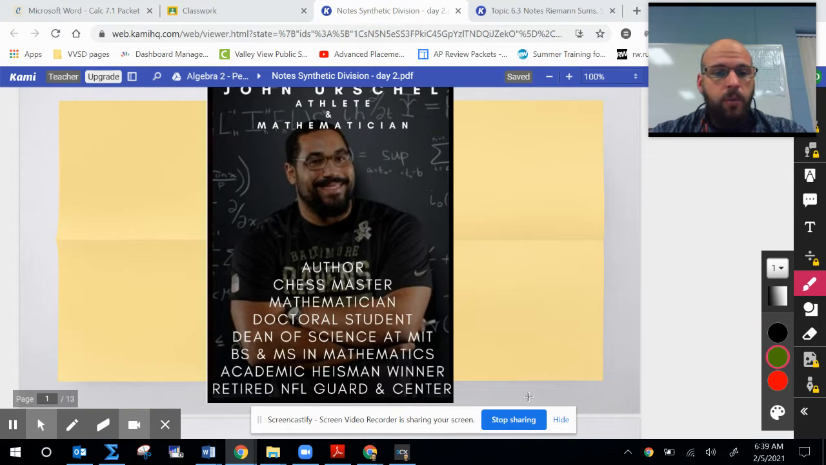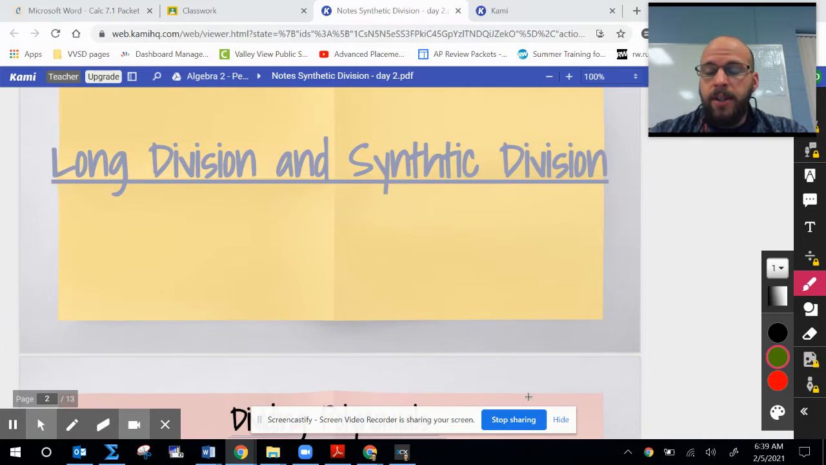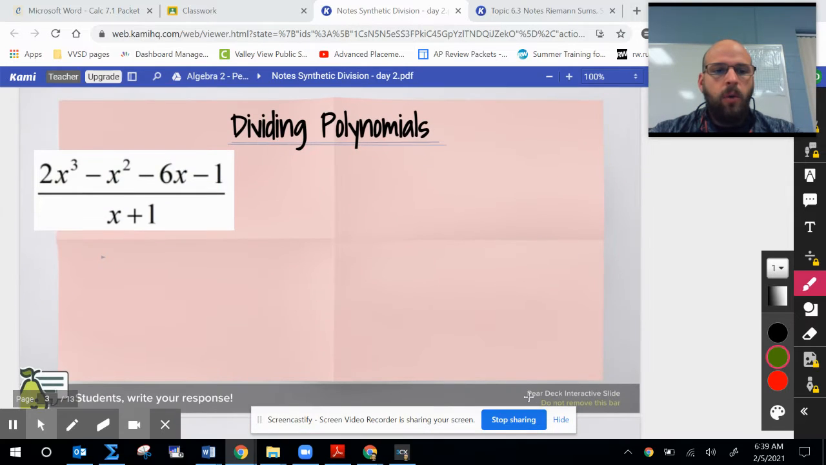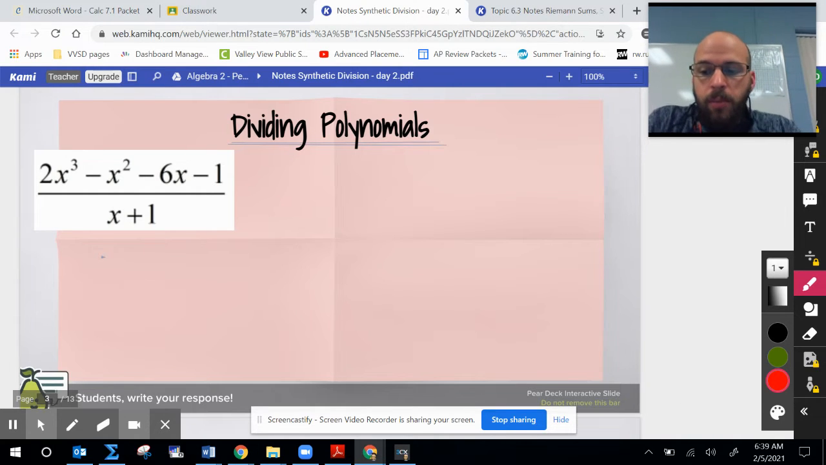Hello, everybody. We are going to discuss some long division, some synthetic division, and the definition of what a factor is. So that's the goal for today. I have a division problem here. I'm going to do it both with long division and synthetic division, and I want to make sure you can perform this operation with both methods.